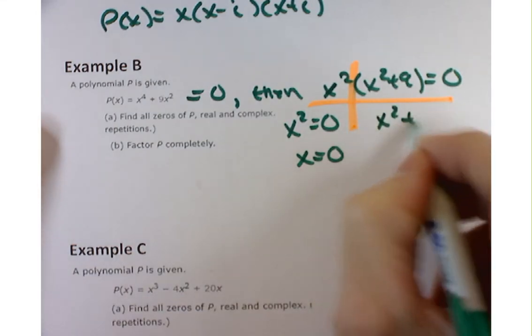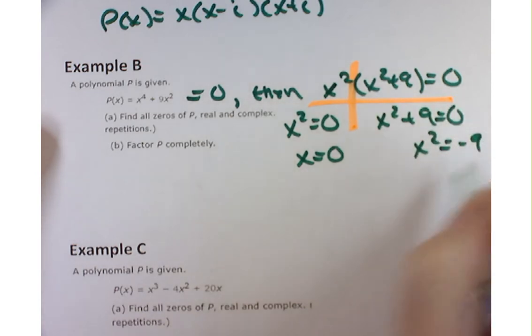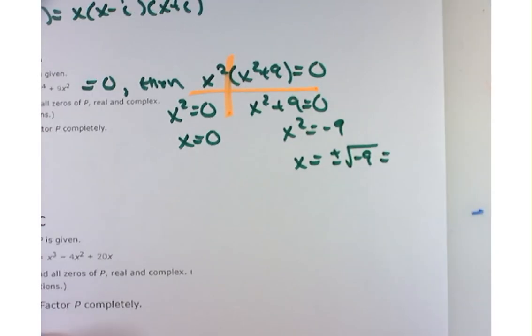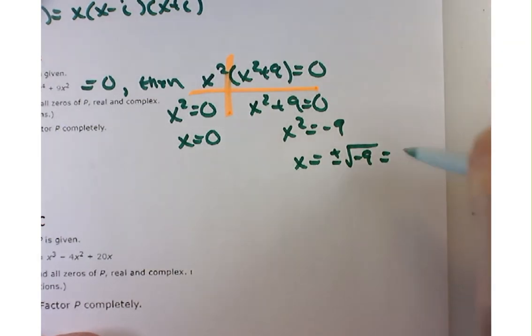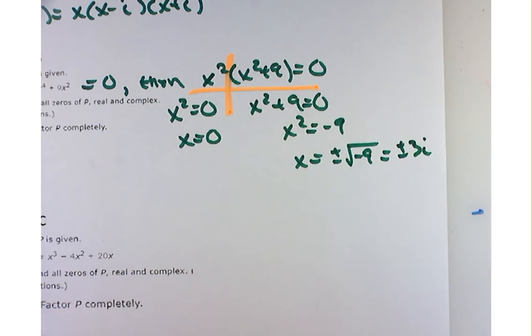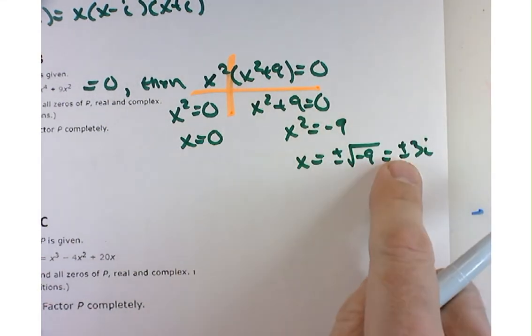X squared plus 9 equals 0, which means x squared equals negative 9. X is going to be plus or minus the square root of negative 9, which is what? How does the square root of negative 9 simplify? Plus or minus 3i. Thank you. Okay. Nice. So I've got all my roots: 0, 3i, and negative 3i.